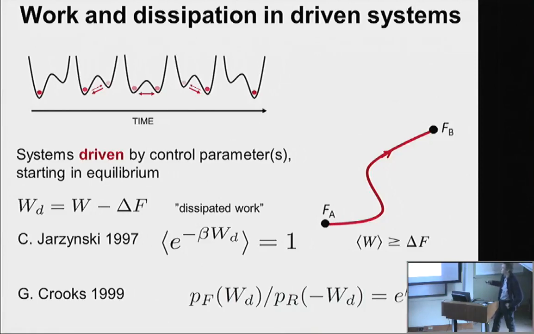So in these cases, under driven conditions, if you start in equilibrium, what you find is the famous Jarzynski equality, which tells that the exponent of this work divided by temperature averages to unity, and this gives you a possibility to measure, for example, equilibrium free energy changes. And of course, there is also another fluctuation relation which leads to Jarzynski, called the Crooks-Tasaki relation, where you have the probabilities of work in forward and backward processes.